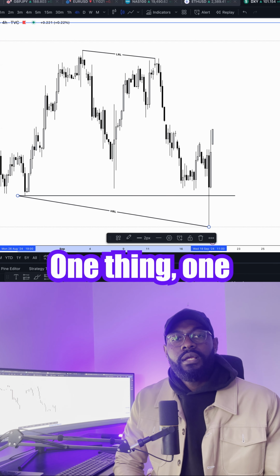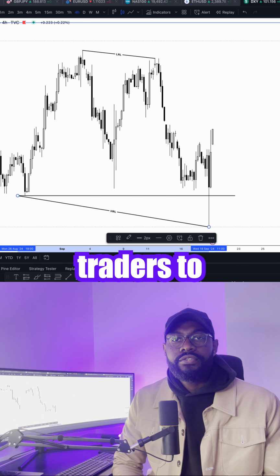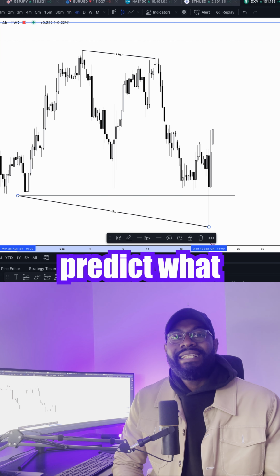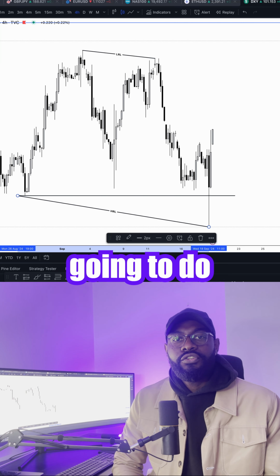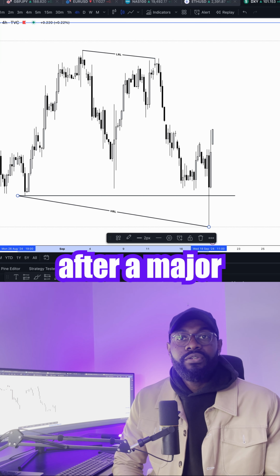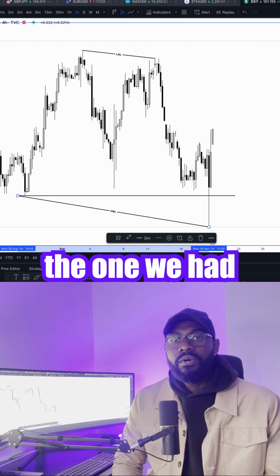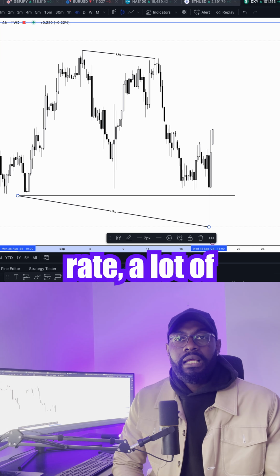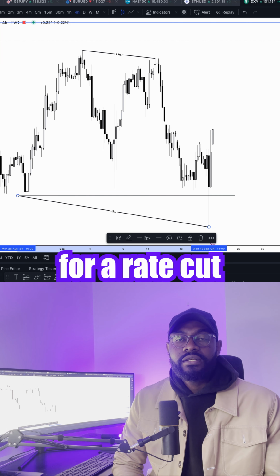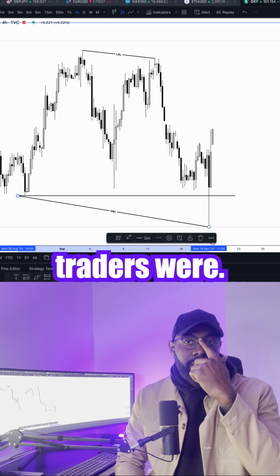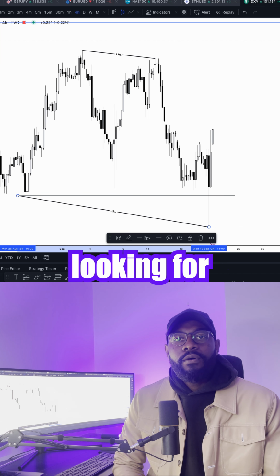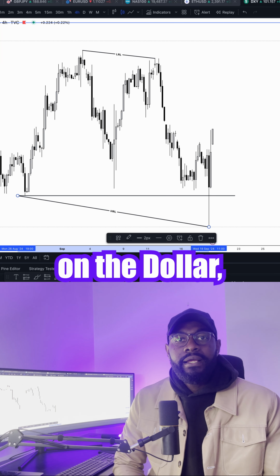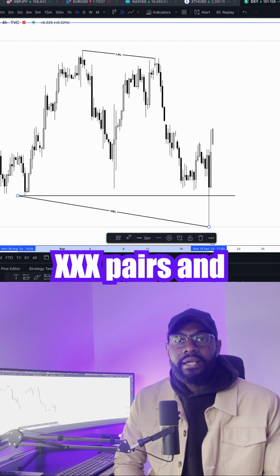One thing I usually tell traders to stay away from in trading is trying to predict what the market is going to do after a major news event. For example, the one we had today with the federal funds rate. A lot of analysts were anticipating a rate cut, and so many traders were looking for buy positions on the euro, sell positions on the dollar pairs.